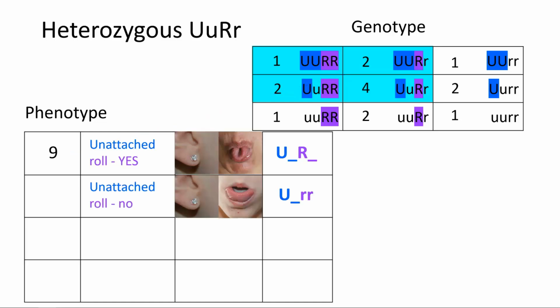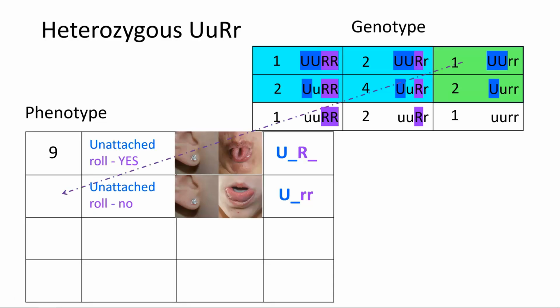roll. Then we look at the next one, which is a cap U, lowercase r, and in this case, they've got an unattached earlobe, and they do not have the ability to roll their tongue. Well, these can be found in the third column in the upper 2 rows, and we've got a 1 and a 2. 1 plus 2 equals 3, and therefore this equals 3.